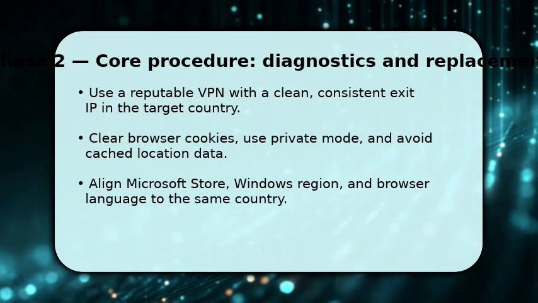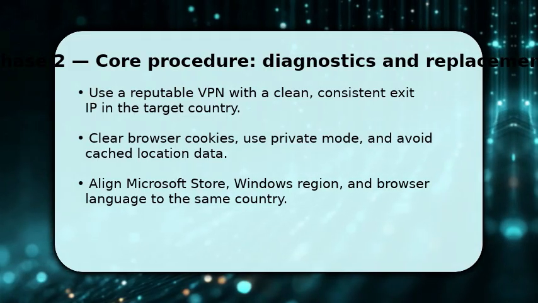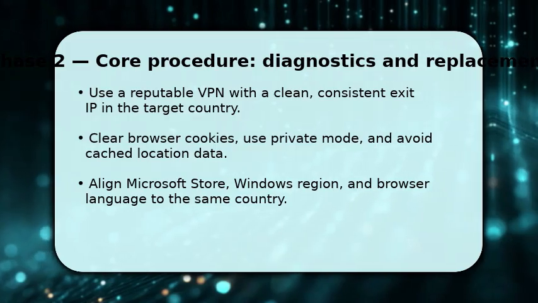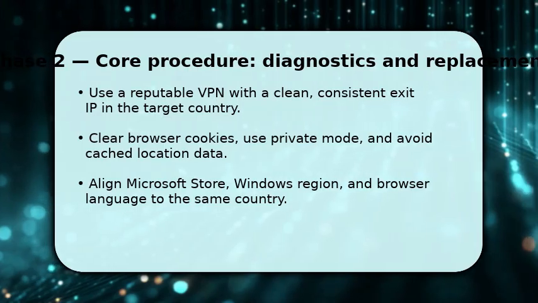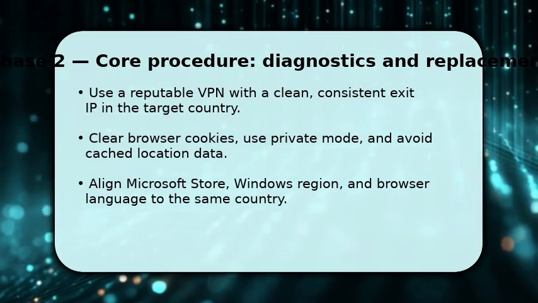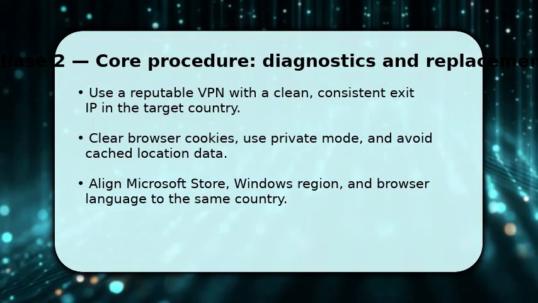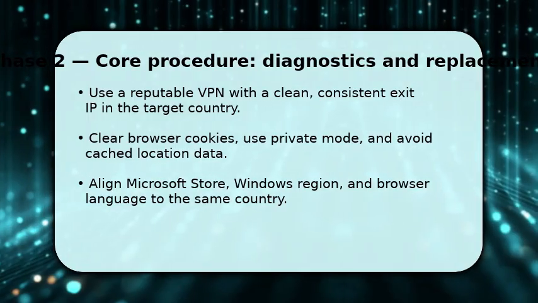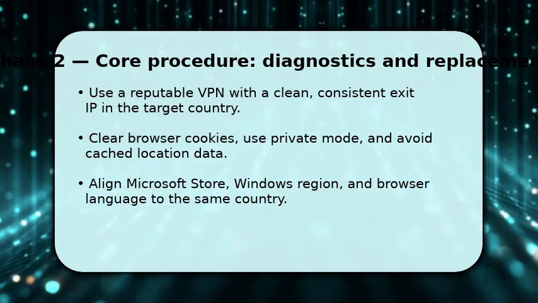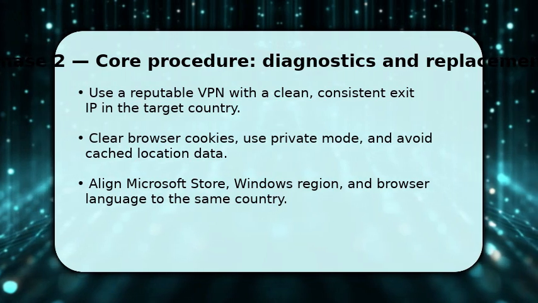Choose a paid, reputable VPN endpoint in the country where Rewards is offered. Free VPNs trigger blocks. Once connected, clear cookies and use a fresh browser profile or private window so old location signals are removed. Then update Windows region, Microsoft Store country, and browser language to match your VPN exit. These steps minimize conflicting signals. If you switch VPN countries, repeat clearing to avoid residual flags.